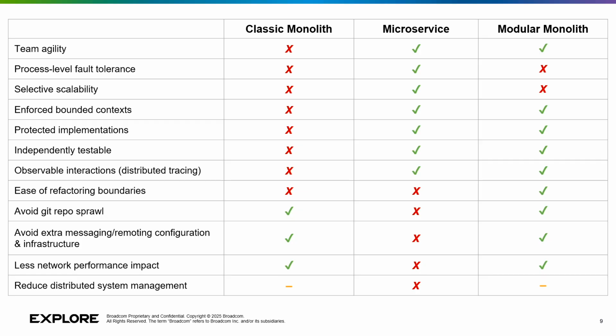There were the 12-factor apps that guided us in how to manage individual applications in different repositories. Glenn mentioned process-level fault tolerance. You can scale things independently. So all of the things that were red X's in the monolith were basically solved by microservices, except for ease of refactoring. Refactoring is really difficult with microservices because when you realize that you've drawn your boundaries incorrectly, you have to actually move code from one Git repository to another. So it's not as trivial as just moving code within the same project in your IDE from one package to another.